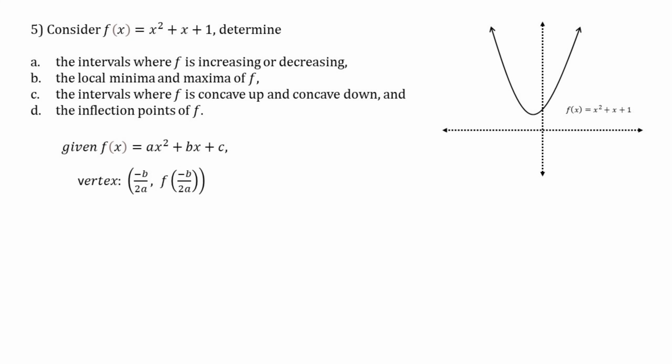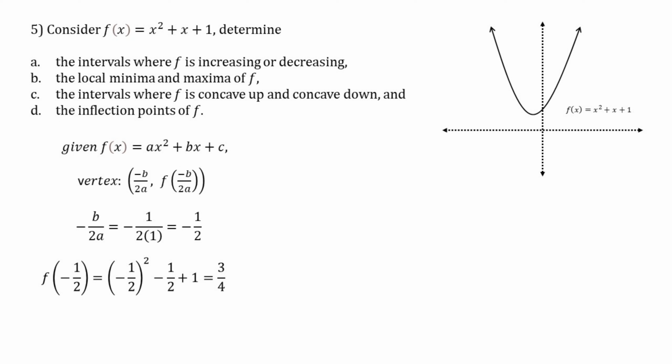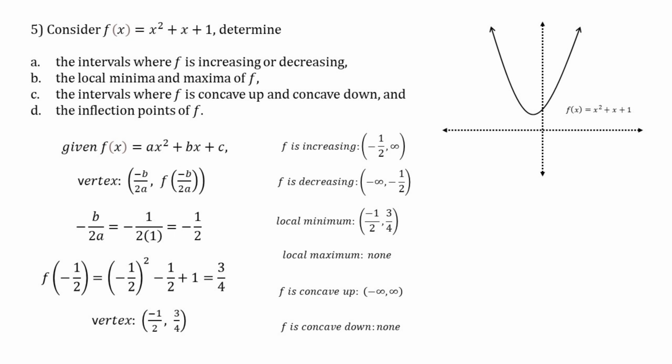Given a quadratic function in the form of ax squared plus bx plus c, the vertex can be found at the point negative b over 2a and f of negative b over 2a. a is 1 and b is 1, so the vertex is at the point negative 1 over 2 and 3 over 4. From this single piece of information, we then conclude that the function is increasing between negative 1 over 2 and positive infinity, while the function is decreasing between negative infinity and negative 1 over 2.